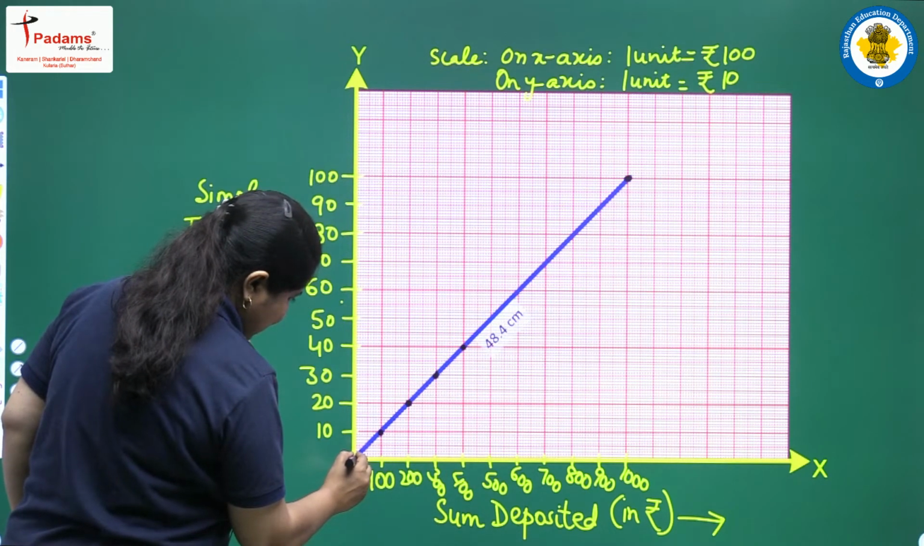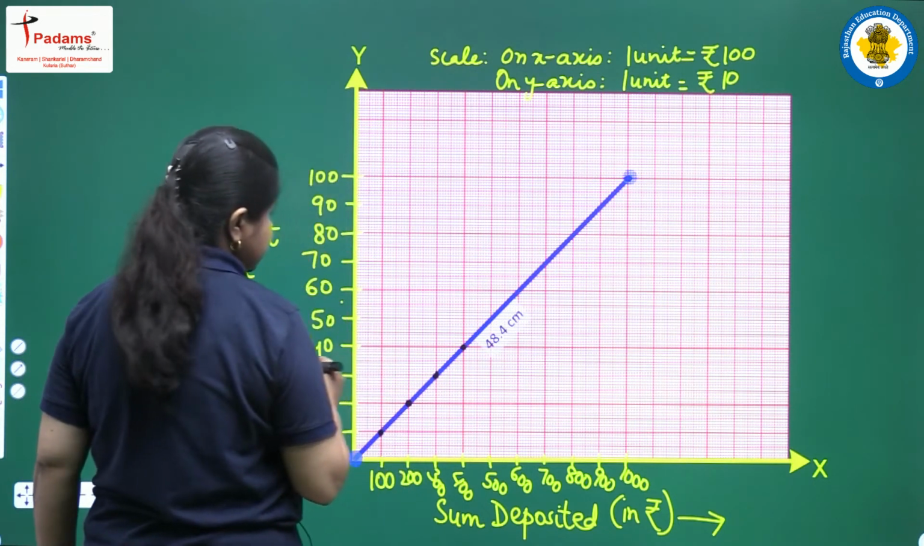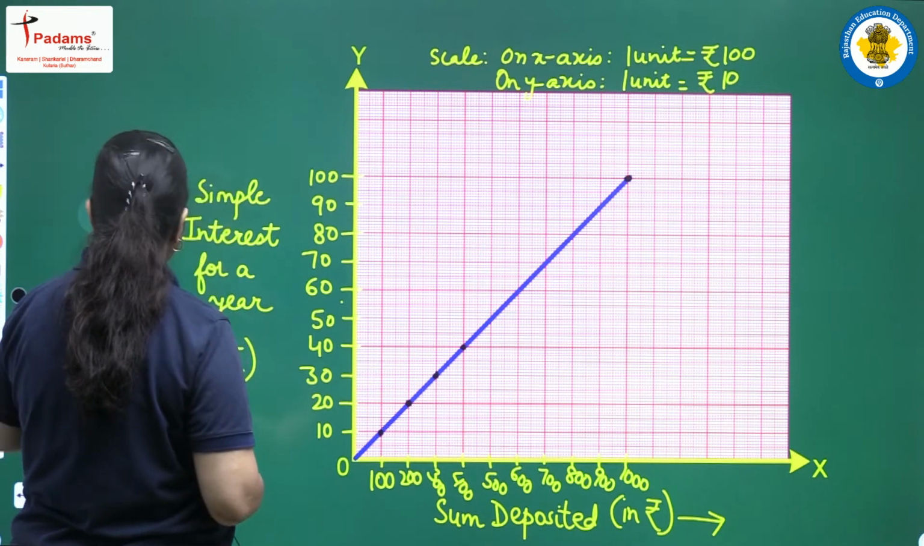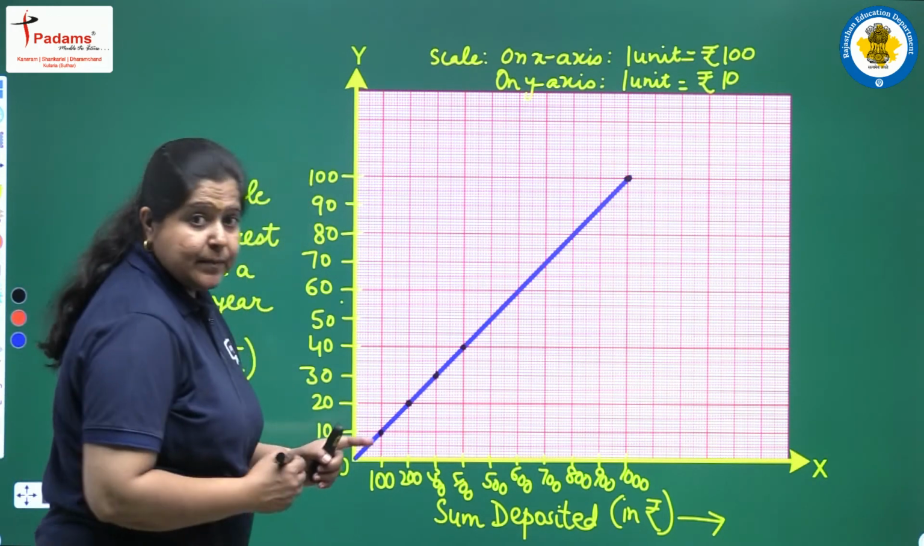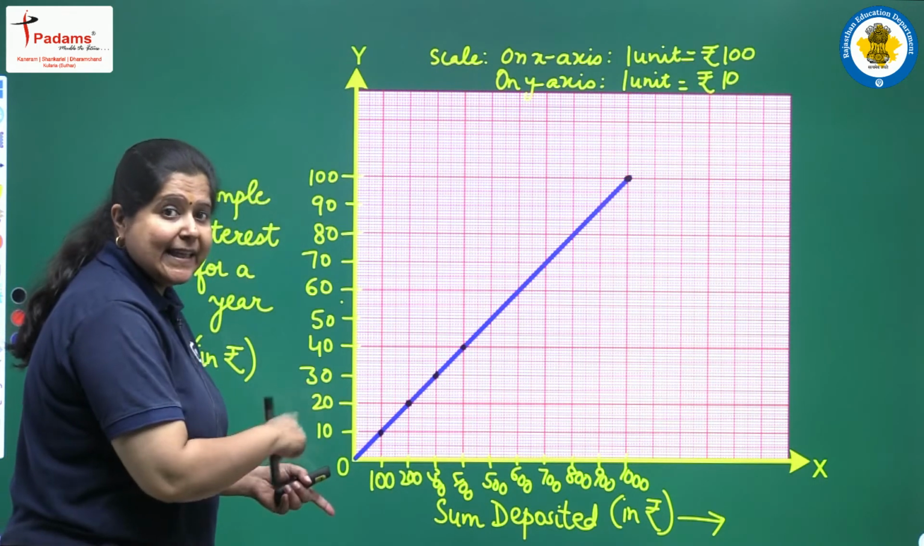Again it is coming out to be a straight line, that too passing through the origin. And why is it so? Why is it passing through the origin? Can you tell me? Passing through the origin, this means that when the sum deposited will be rupees 0, then the interest will be 0.